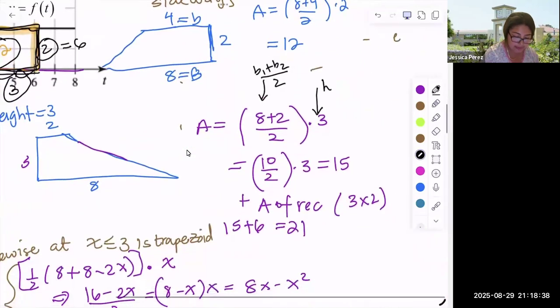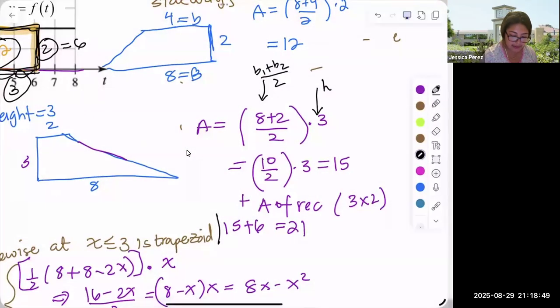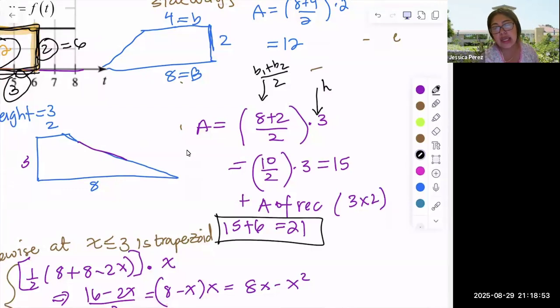So then I still have to add the area of the trapezoid plus the area of the rectangle, which is 3 times 2. So my total area is 15 plus 6, the trapezoid with the height of 3 and 6 base times height is 21. So A of 6 is going to be 21.